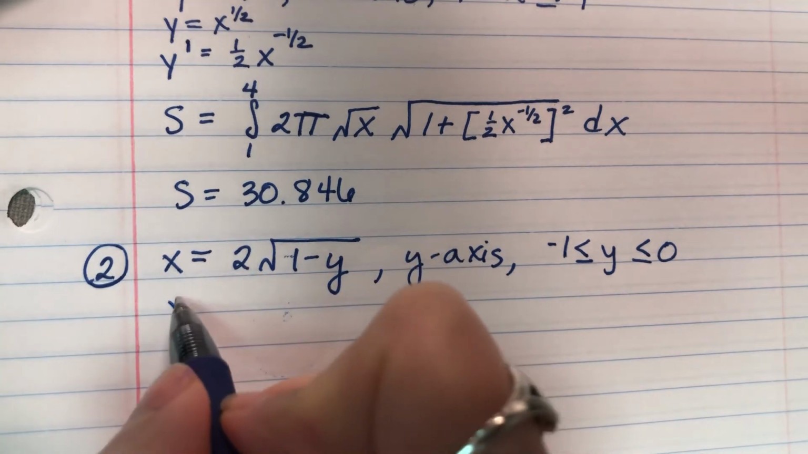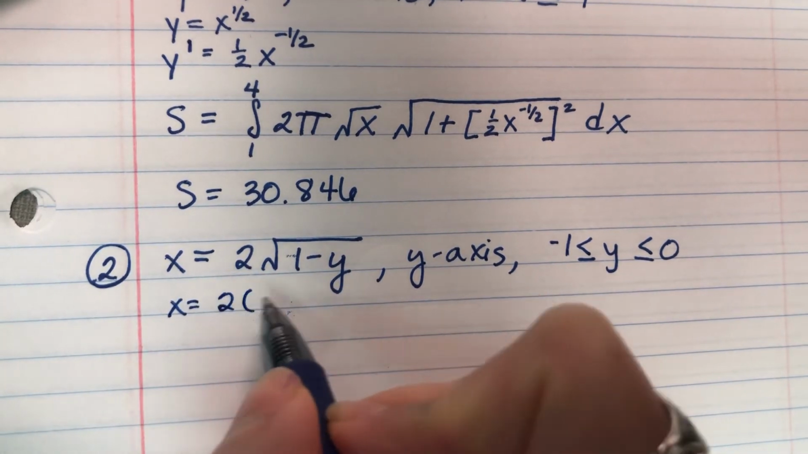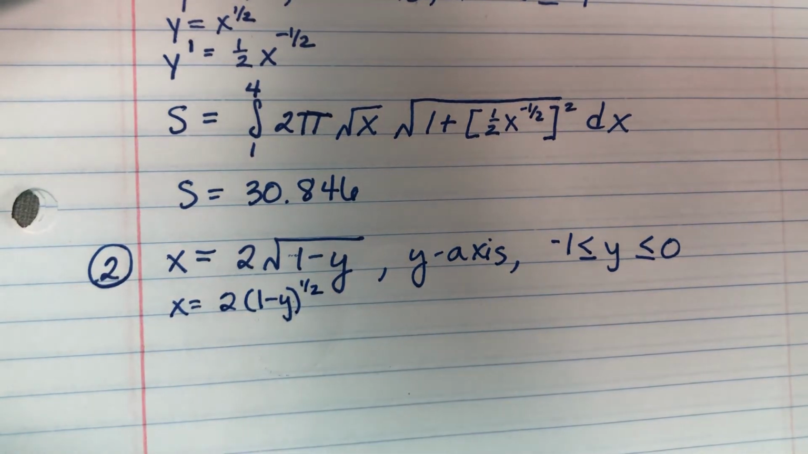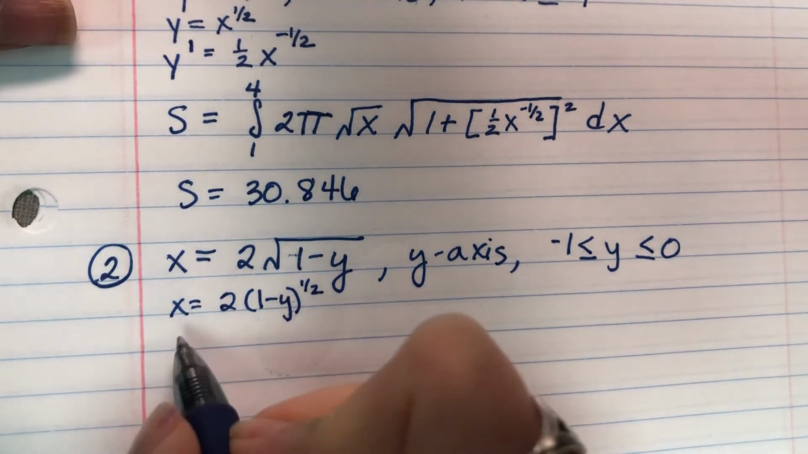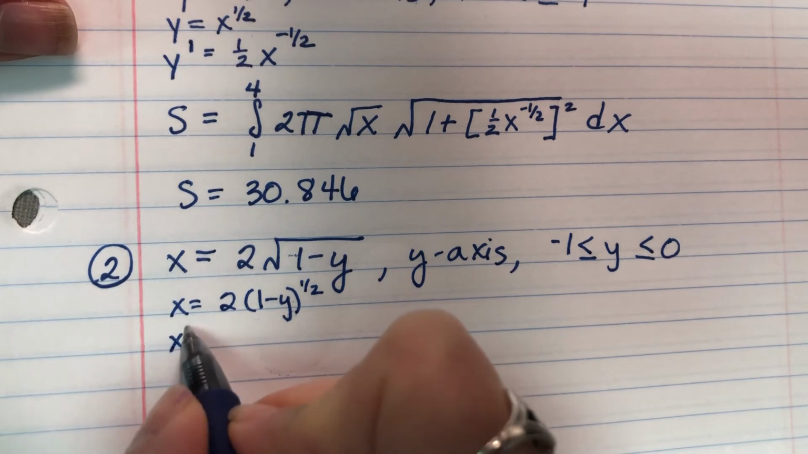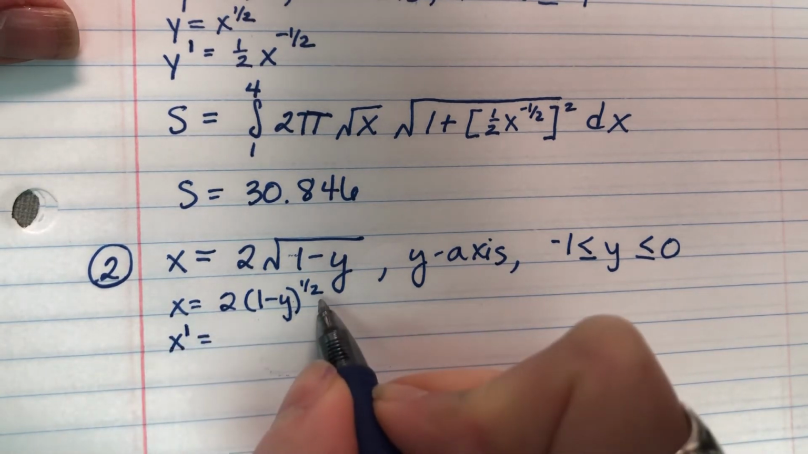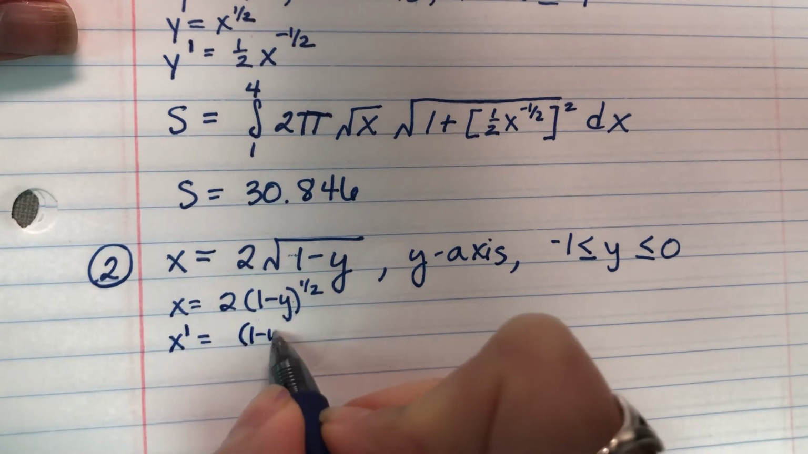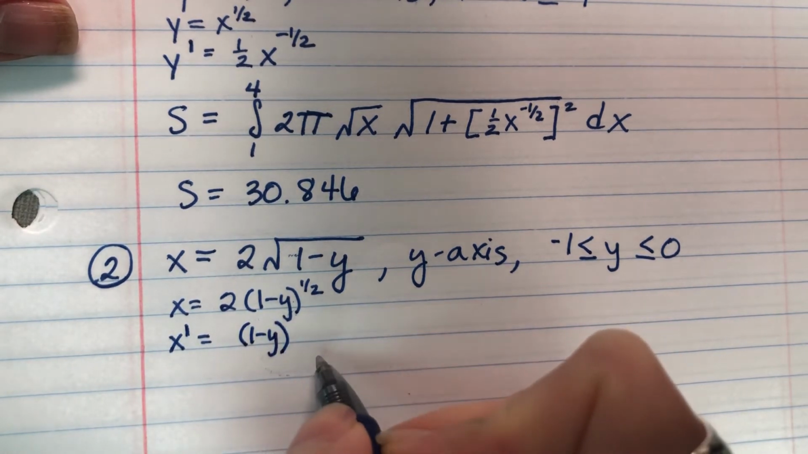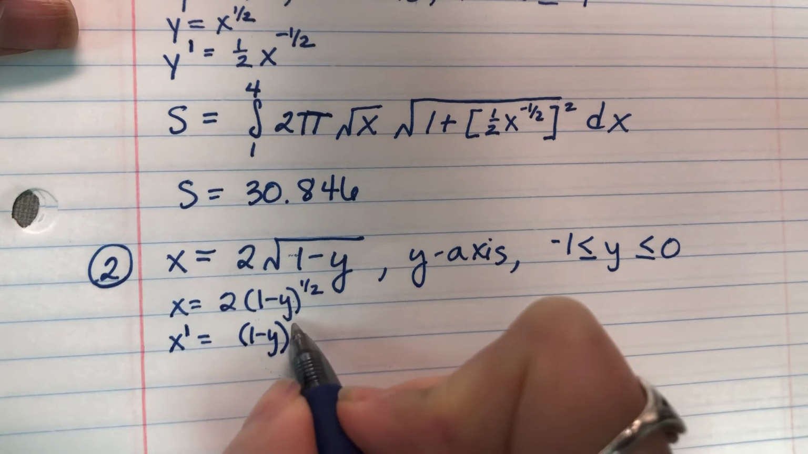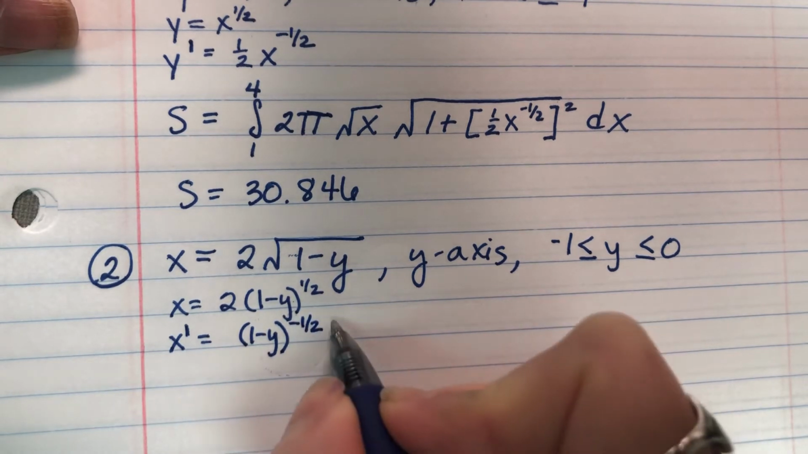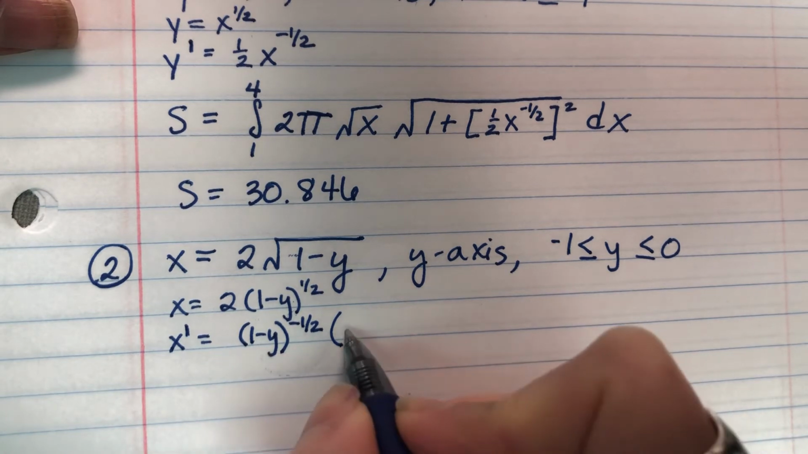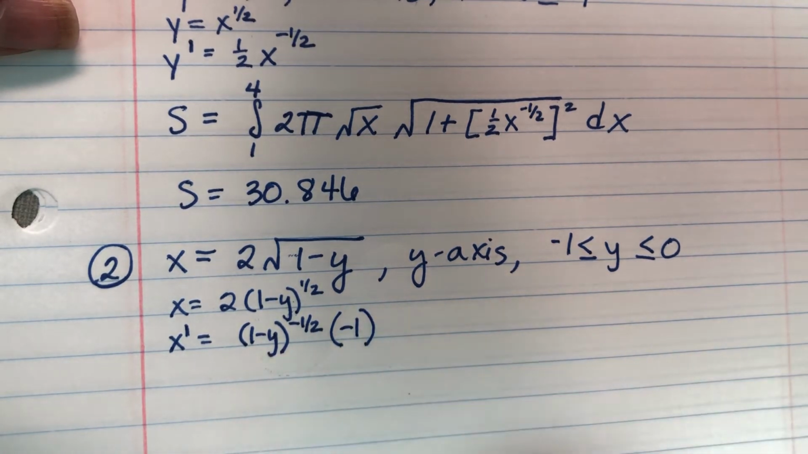So let's think of this as 2 times 1 minus y raised to the 1/2 power, and we'll use the chain rule. So x prime, the derivative of x, is going to be 1/2 times 2, which is 1. Copy the inside function, subtract 1 from the power, so that's going to give me a -1/2 power, and then multiply by the derivative of the inside function, which would be -1.